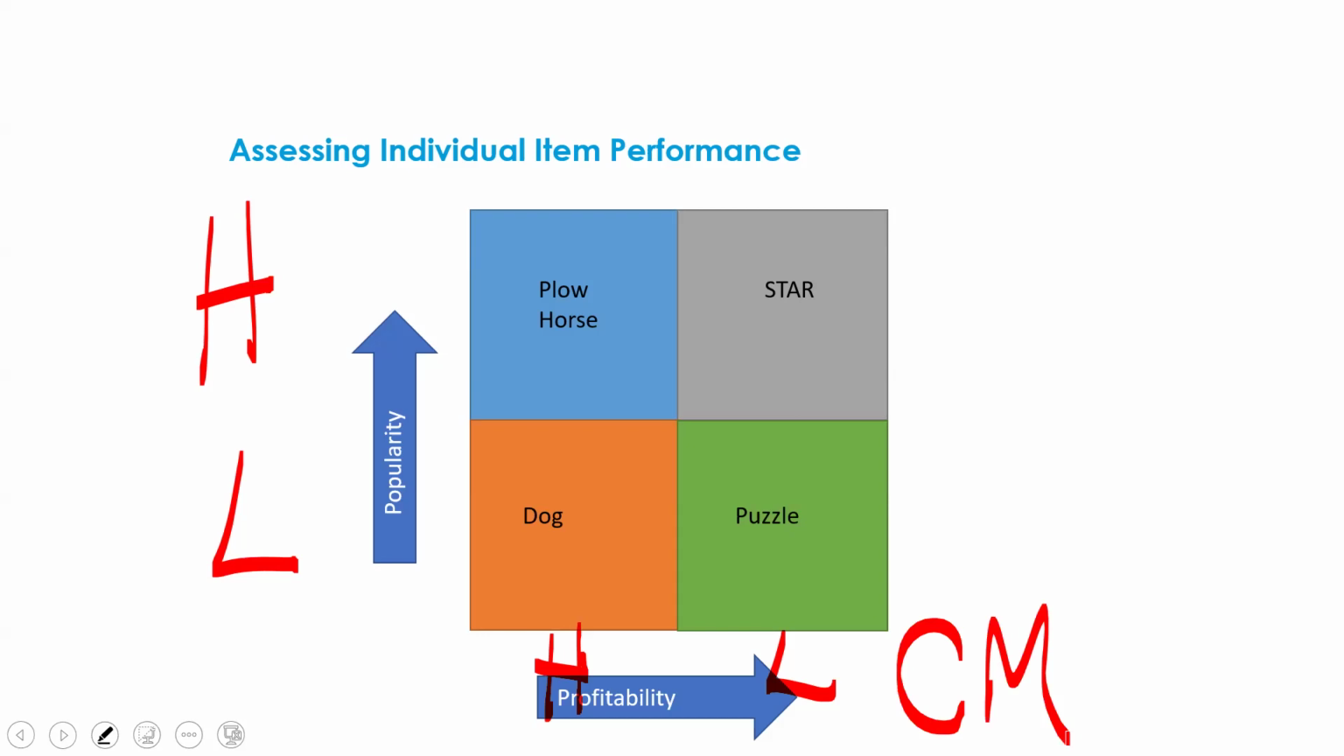Profitability on the bottom, that is also our contribution margin. Number 8 on your paper. Number 8 is the contribution margin, is the difference between the selling price and the recipe cost. So our contribution margin is the difference between what we sell it for minus our recipe cost.